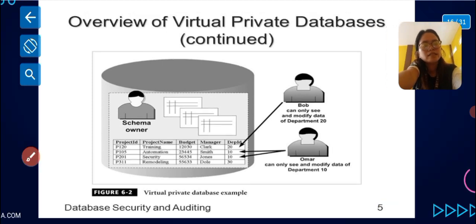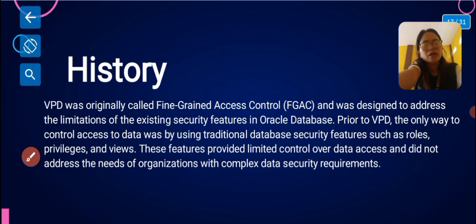Next, let's have the history. VPD was originally called Fine Grained Access Control, or FGAC. It was designed to address the limitations of the existing security features in Oracle database. Prior to VPD, the only way to control access to data was by using traditional database security features such as roles, privileges, and views. These features provided limited control over data access and did not address the needs of organizations with complex data security requirements.